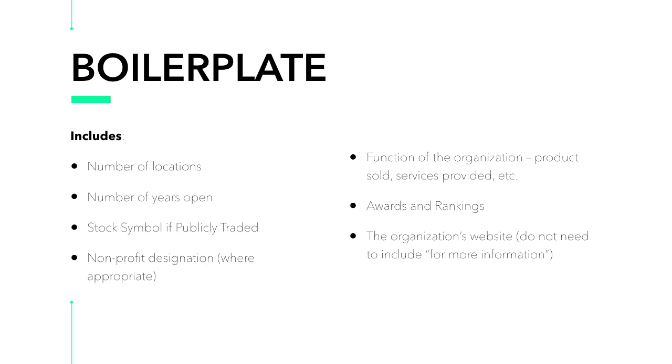You want to have the function of the organization in the boilerplate. So at some point in the boilerplate, you want to say, what is the mission? What do we sell? What do we do? Etc. If you've been given any major recent awards and rankings, those would appear on the boilerplate. And then the last thing that usually goes in the boilerplate is the organization's website. You just put the website and a period at the end.